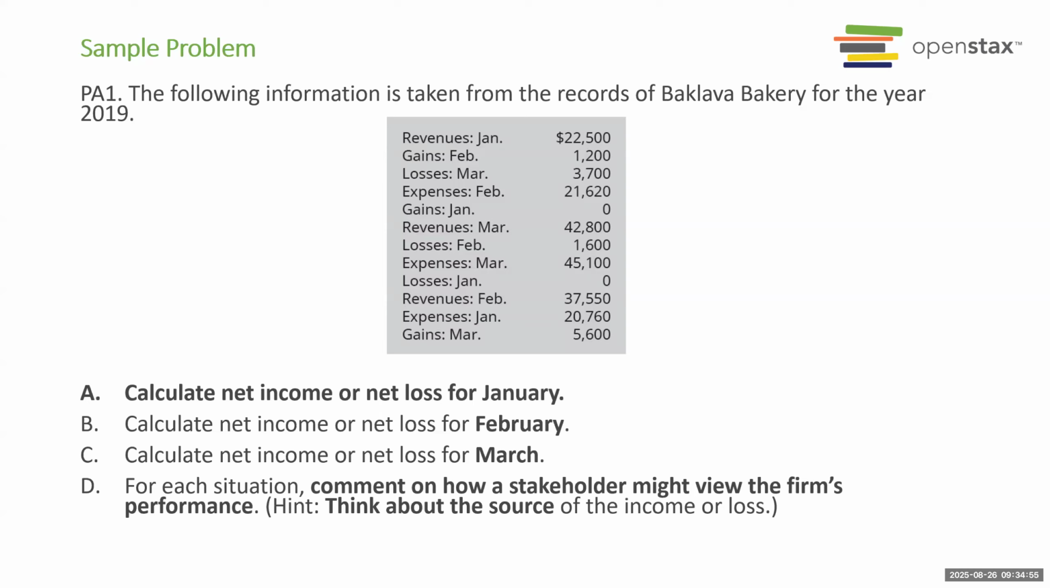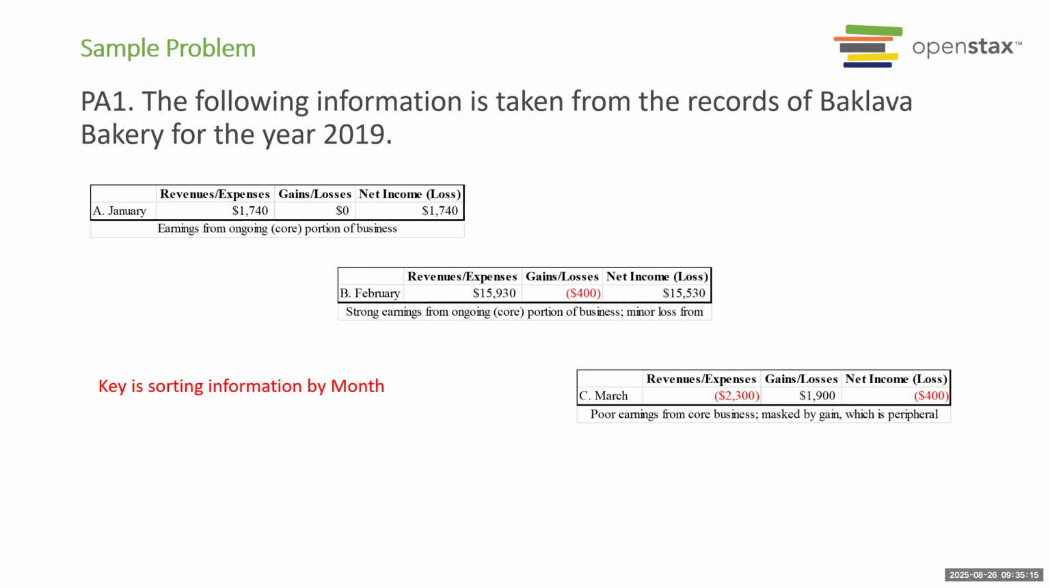of $5,600. Now what they want us to do is calculate the net loss or gain for each period, and then for each period make a comment on what's going on with the firm. So you'll notice I've highlighted in red, the key to this is getting the information sorted by month.